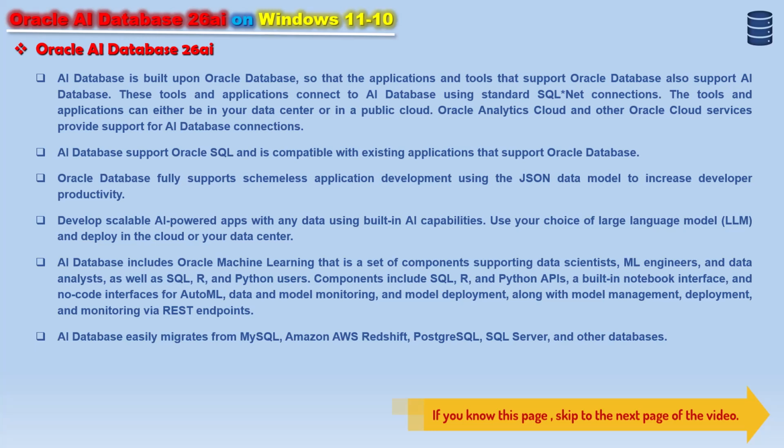AI Database includes Oracle Machine Learning, a set of components supporting data scientists, ML engineers, and data analysts, as well as SQL, R, and Python users. Components include SQL, R, and Python APIs, a built-in notebook interface, and no-code interfaces for AutoML, data and model monitoring, and model deployment, along with model management, deployment, and monitoring via REST endpoints. AI Database easily migrates from MySQL, Amazon AWS Redshift, PostgreSQL, SQL Server, and other databases.